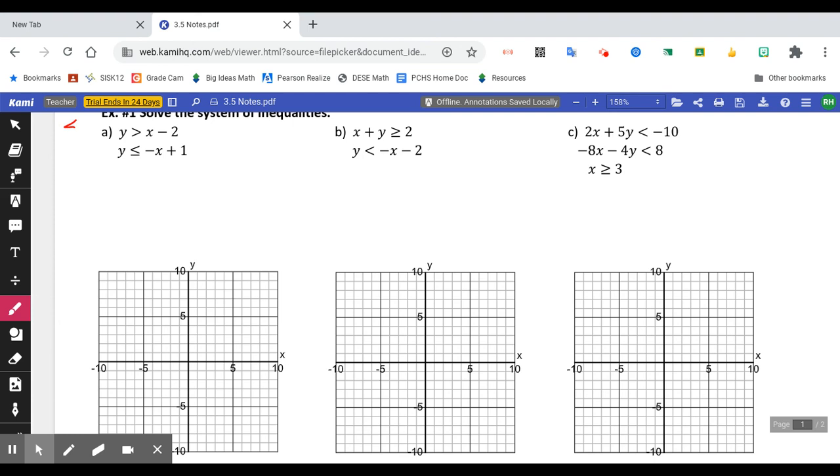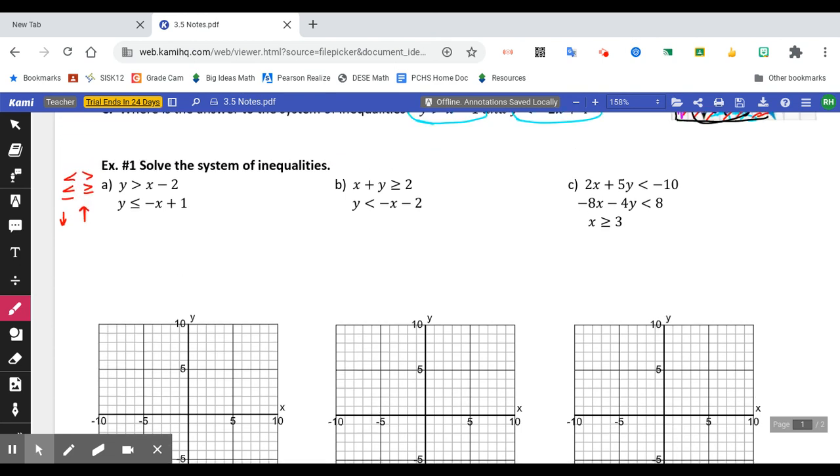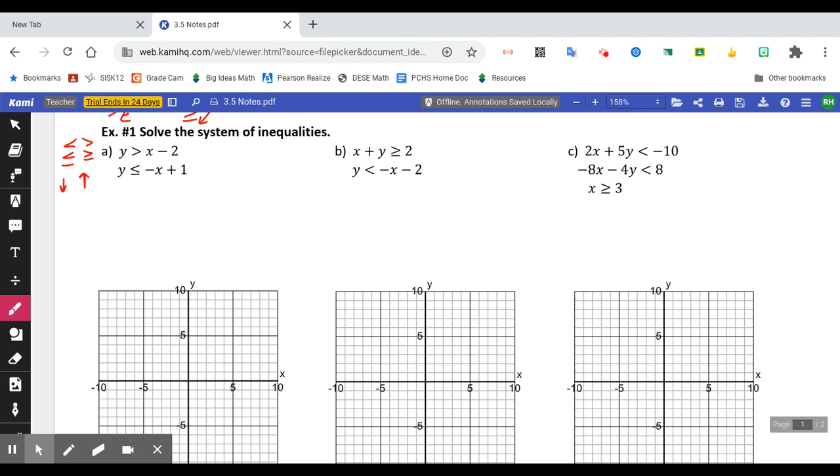Less than and less than or equal to are going to be below the line. Greater than and greater than or equal to are going to be above the line. And then for our less than, greater than, that's going to be a dashed line, and our less than or equal to, greater than or equal to will be a solid line. Okay, so here we go.